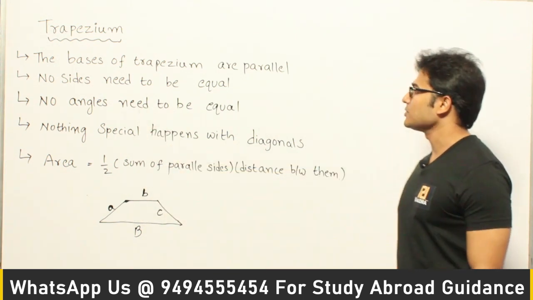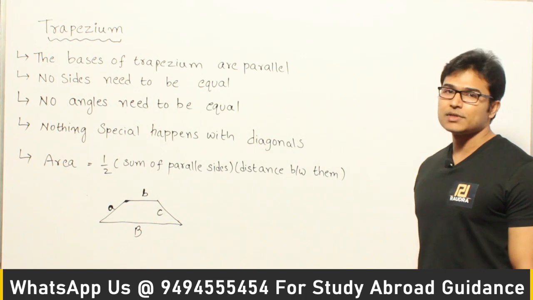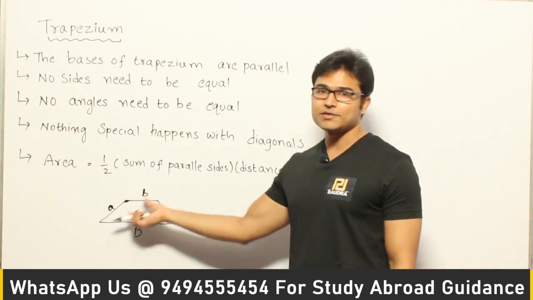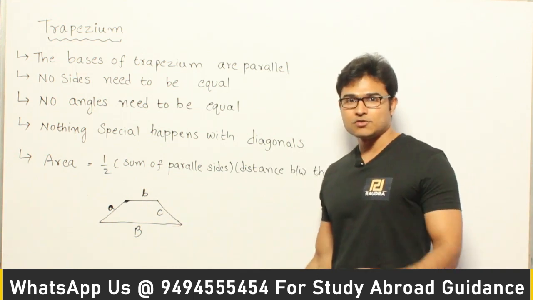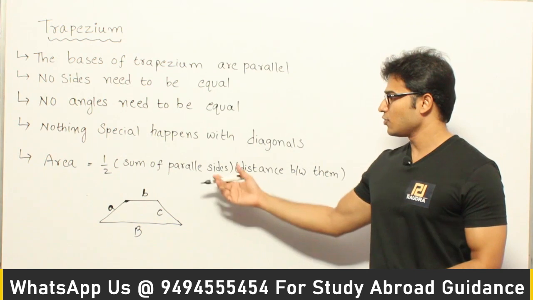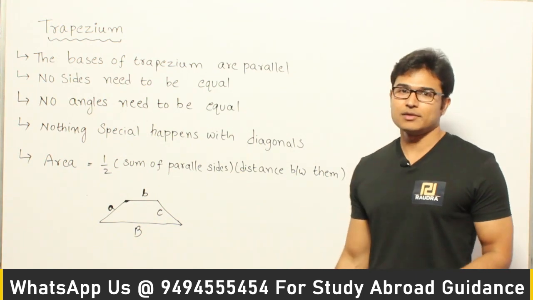And the next one is, nothing special happens with the diagonals. Like in the earlier case, there is no relation between the lengths of the diagonals, or no need that they should bisect each other or be perpendicular to each other. So they can be of any random kind.